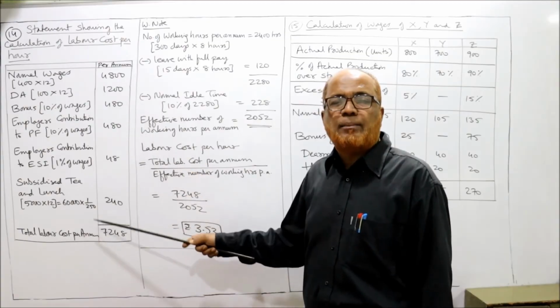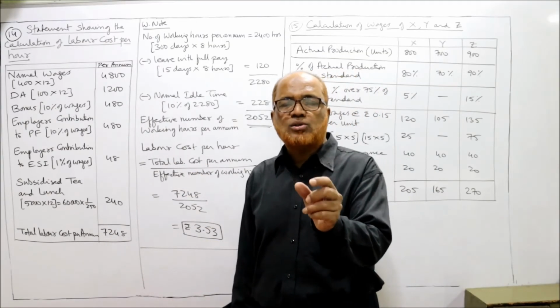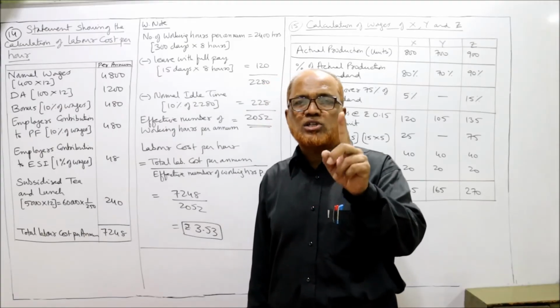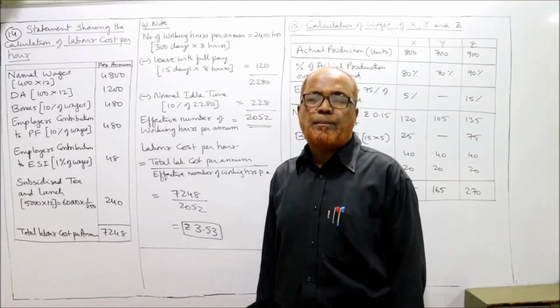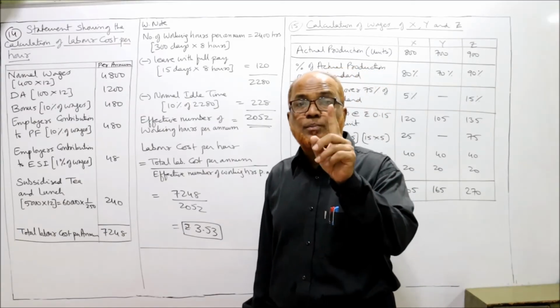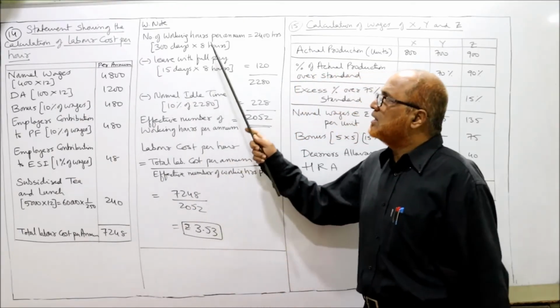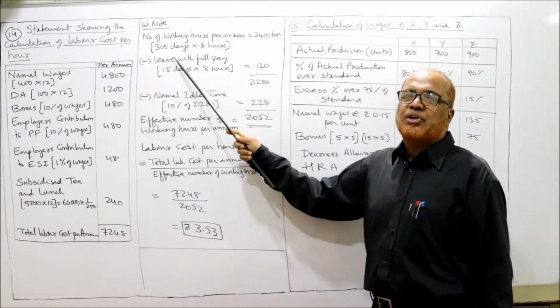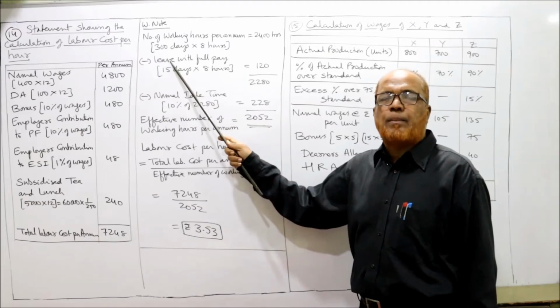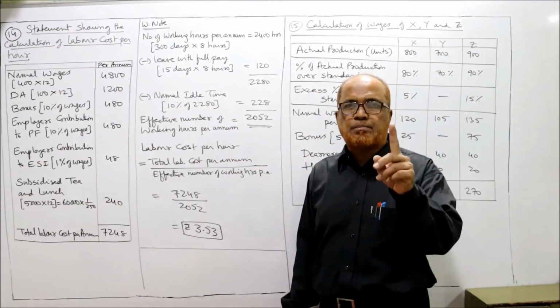Now the total labor cost per annum comes to 7,248. So 7,248 is the total labor cost per worker per annum. Now ultimately we have to find out what is the labor cost per hour. Per hour we have to calculate. So here you can see the number of working hours per annum: 300 days in a year and per day 8 hours. So 300 into 8, 2,400 hours per annum.